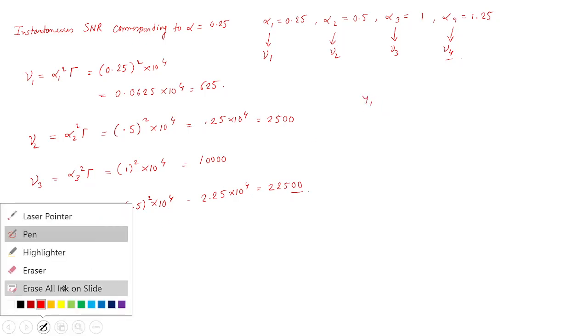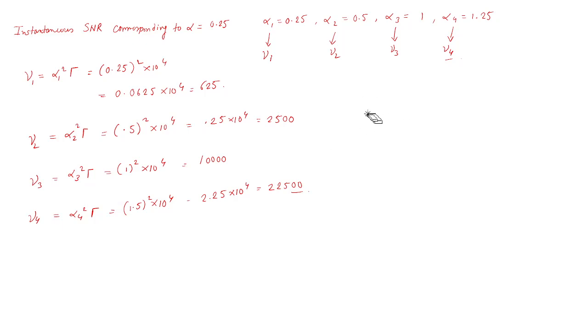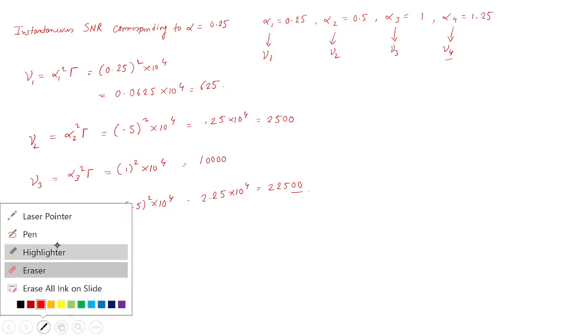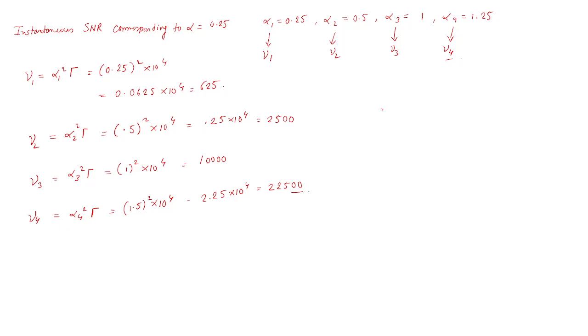Let me write it down. Gamma 1 is 625, which is the lowest value of SNR, gamma 2 is 2500, gamma 3 is 10,000, and gamma 4 is 22,500.